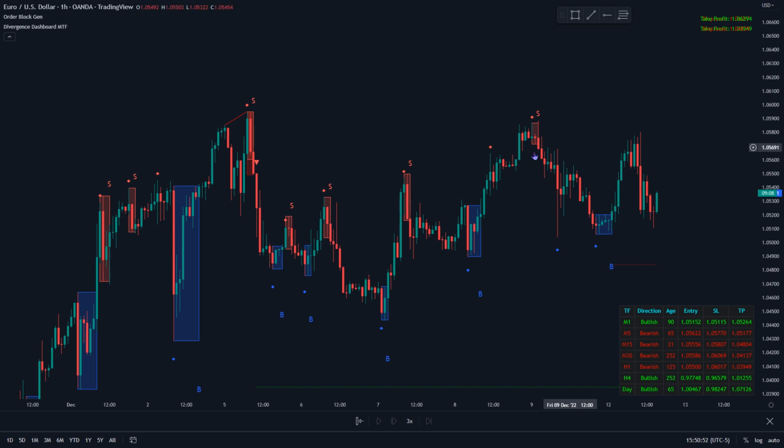This is Ronald, and in this video I'm going to go over some confluences that can be used when pairing the order block gen and the divergence dashboard together. We can see, this is the dashboard here. It comes in two parts.